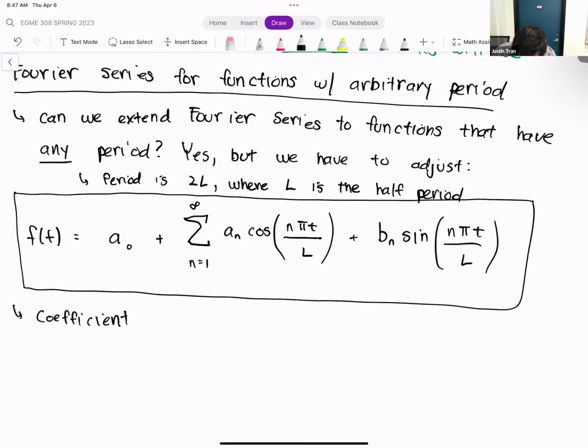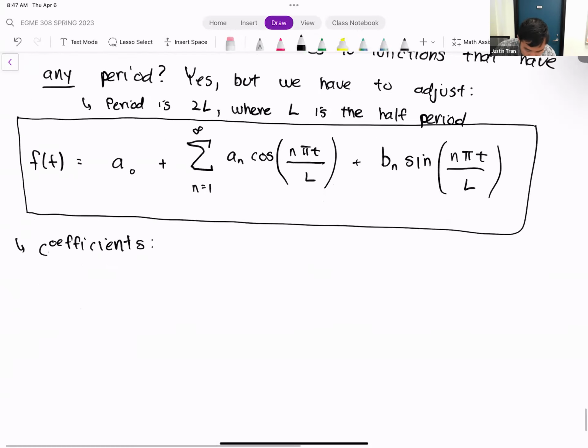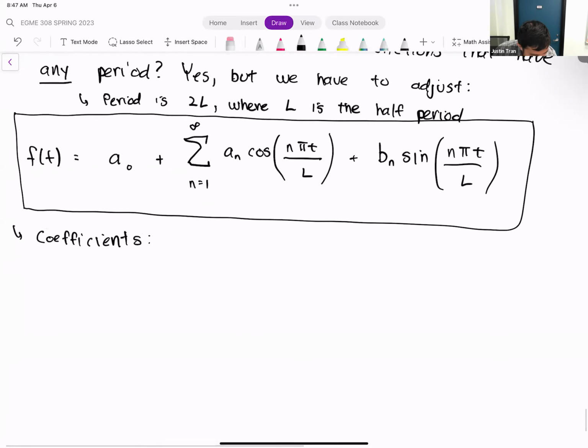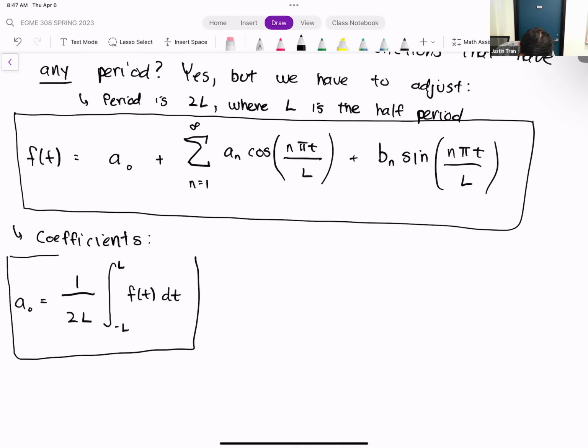And now our formulas for the coefficients are going to change as well. Okay, so we have 3 formulas here. So we have A0. Okay, this can be equal to 1 divided by 2L, integral from minus L to L of f of t dt. And so a slight change there, accounting for the fact that our period is pretty different.